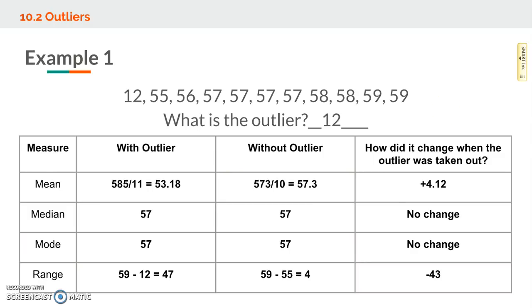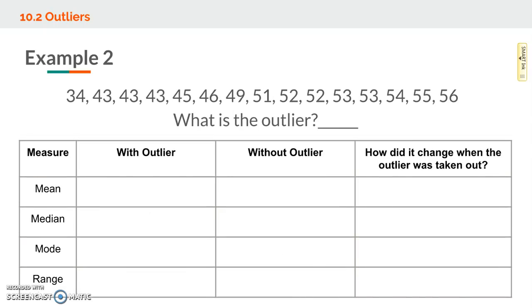All right, so that's what we're doing tonight. We're going to go through one more example, though, that you need to write down, and then you'll be on your own to fill out the tables. All right, so here we have our set of data, and feel free to stop this and copy this down. So 34, 43, 43, 43, 45, 46, 49, 51, 52, 52, 53, 53, 54, 55, 56.